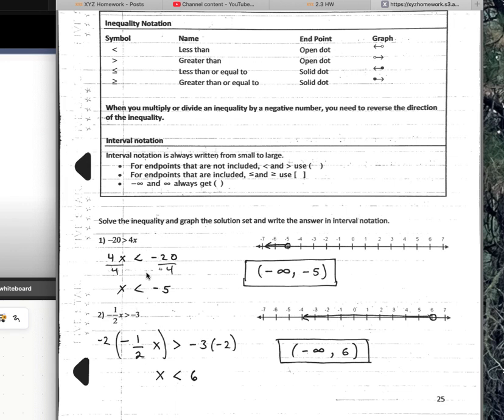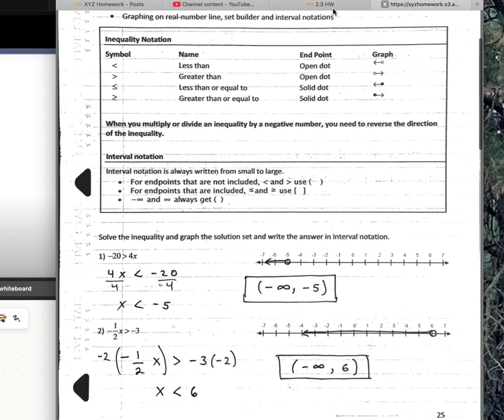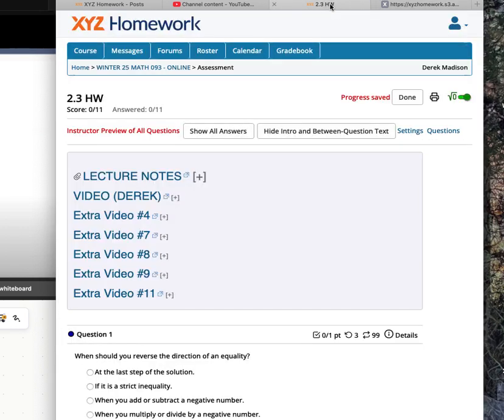I think one thing that was getting you on both of those is this thing right here in the notes, which is when you multiply or divide an inequality by a negative number, you always have to reverse the direction of the inequality. And I'll show you that when you're doing the problem, and it's a super common error. And also, this is a really hard section, so if you're having a little bit of a rough time with it, that's pretty normal because people do have a tough time with this.